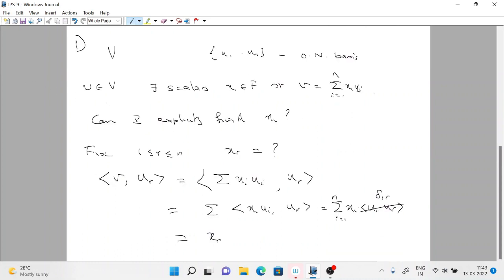So what it says is that v is the summation xi ui, i equal to 1 to n, but my xi, I know what it is. It's the inner product of v with ui. Therefore xi is the inner product of v with ui. So we have found out what the coefficients xi are very explicitly. Pause, review, proceed.